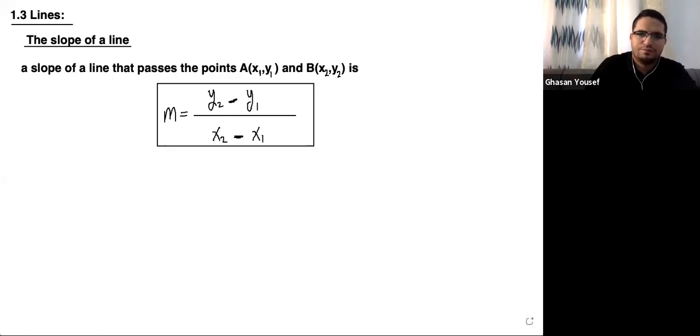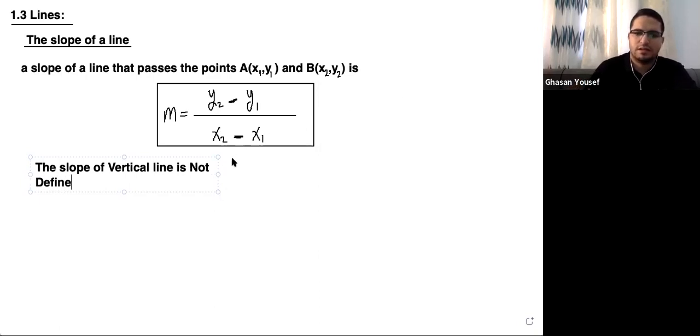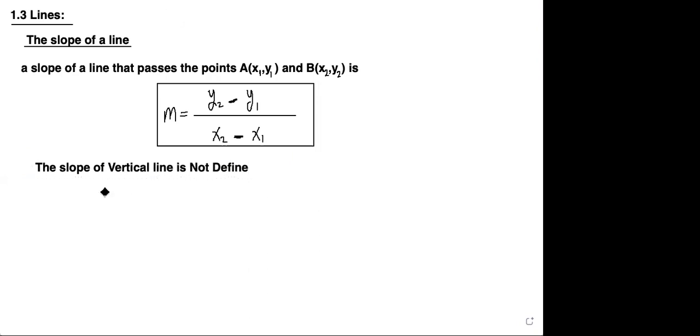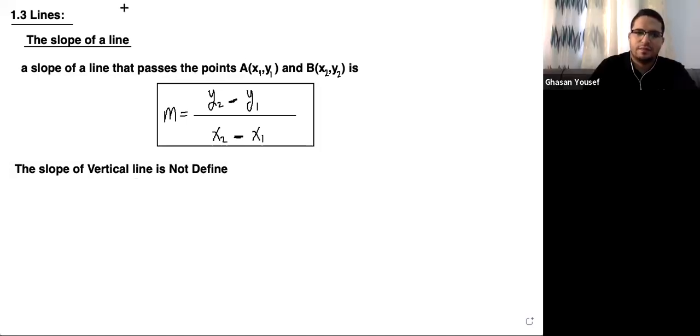So the slope of a vertical line is not defined. Why is the slope of the vertical line not defined? Any idea? Because the denominator is 0. Exactly, so this is correct.